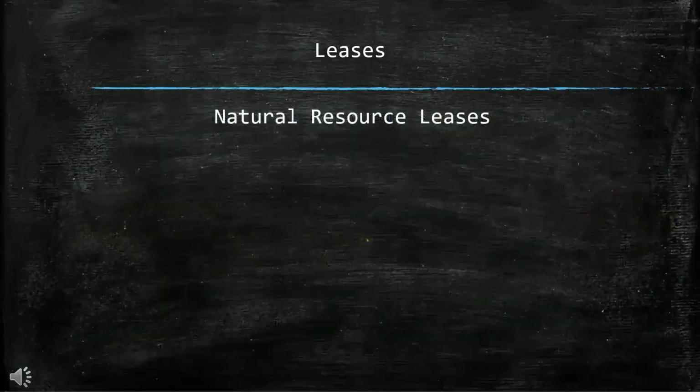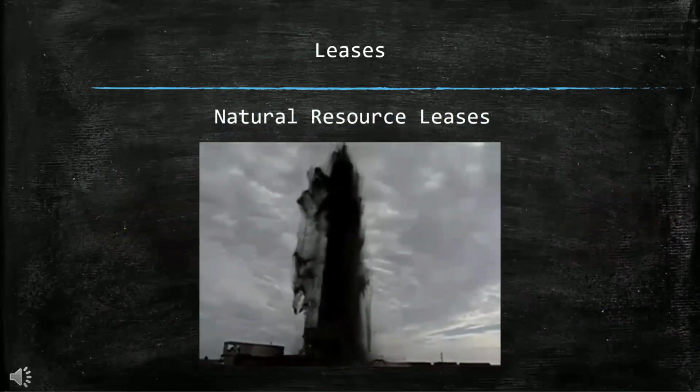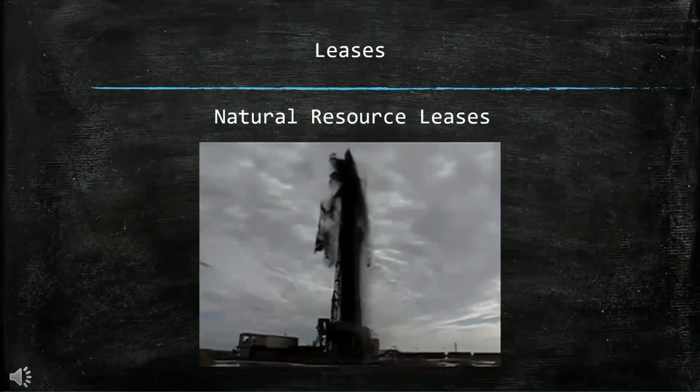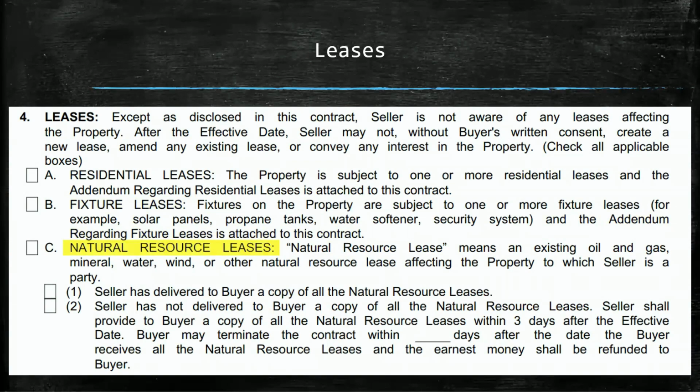Let's talk a little bit about natural resource leases. It's a gusher. So natural resource lease. A natural resource lease means an existing oil and gas lease or a mineral lease or a wind or a water lease or any sort of other natural resource lease affecting the property to which the seller is a party.